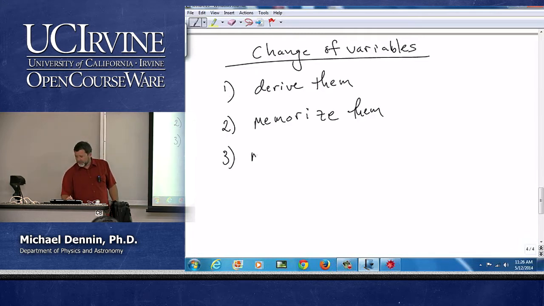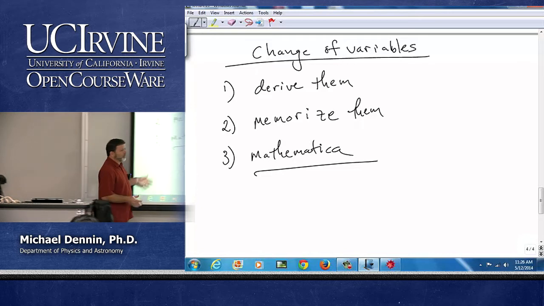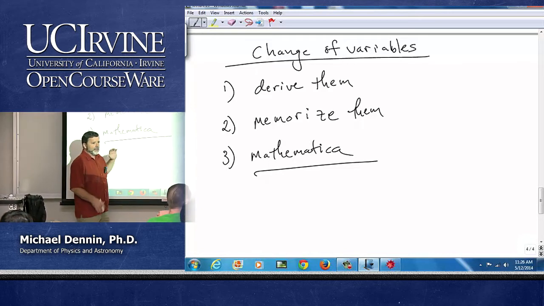The third thing is to just use Mathematica to keep track of it for yourself, or look it up in a book, or look it up somewhere on the web when you need it.